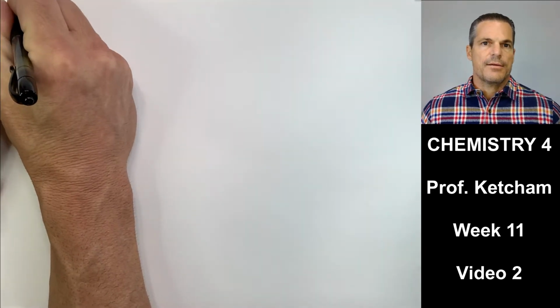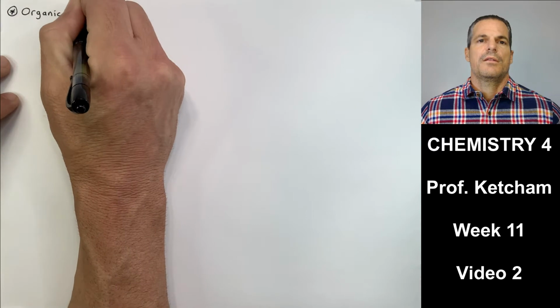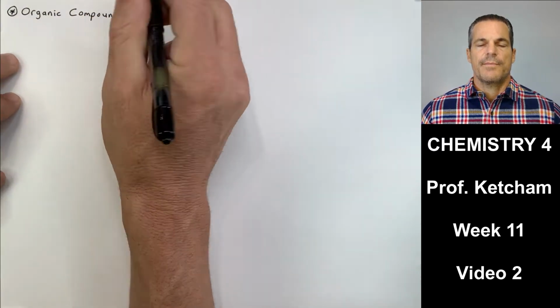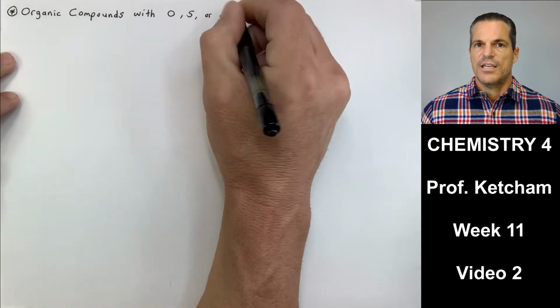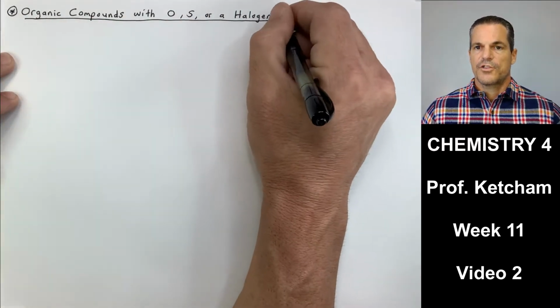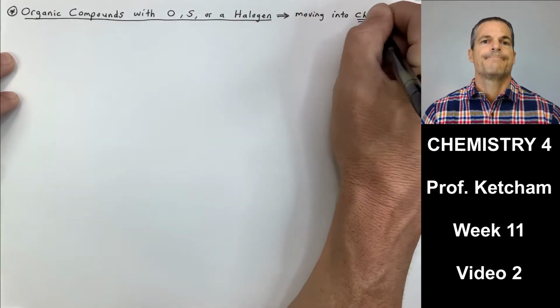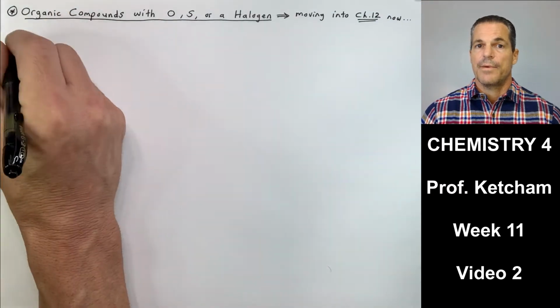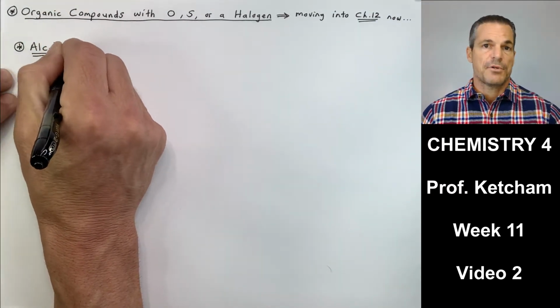Okay, so we're back. This is week 11, video number 2. The first video we just concluded talking about the hydrocarbons, alkanes, alkenes, alkynes, aromatic compounds, and we saw 3 different types of reactions that alkenes and alkynes undergo, right? We also learned that aromatic compounds were very unreactive. Now, that was chapter 11 stuff in your book.